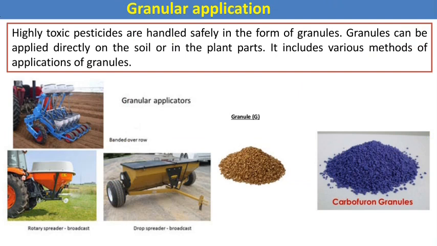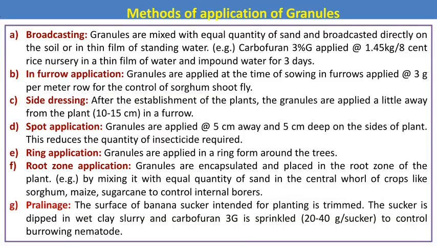Let us start. Which are the different methods of granule application? They are broadcasting, in-furrow application, side dressing, spot application, ring application, root zone application, and pralinase. In broadcasting, the granules are mixed with an equal quantity of sand and broadcast directly on the soil or in a film of standing water.